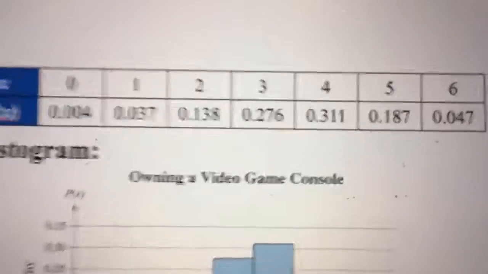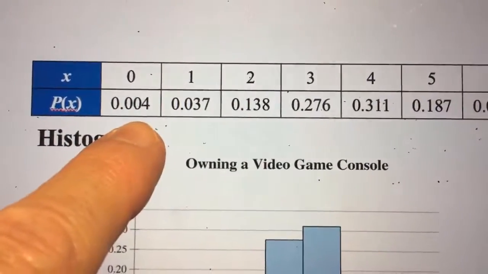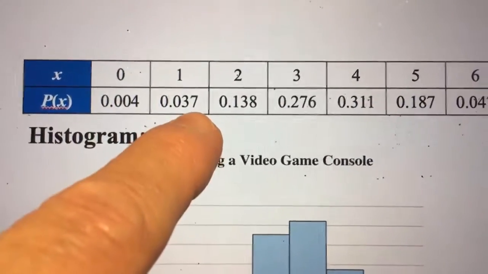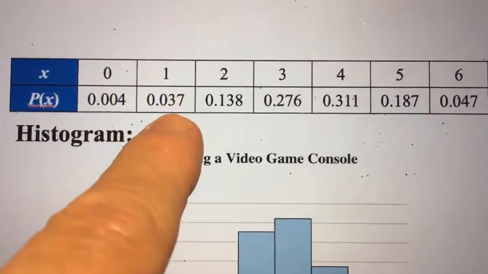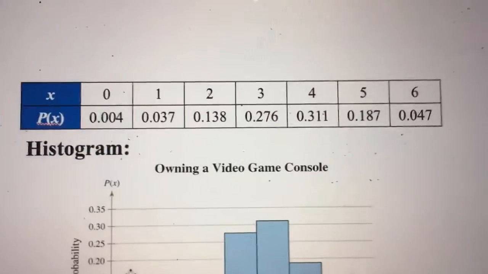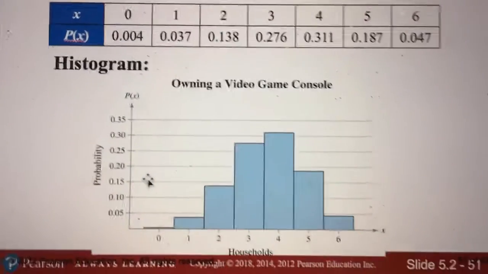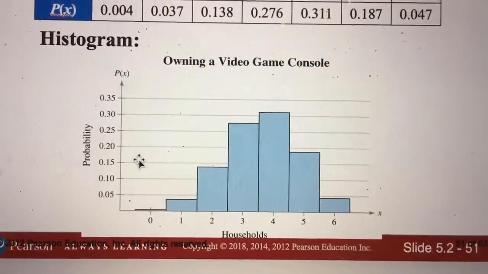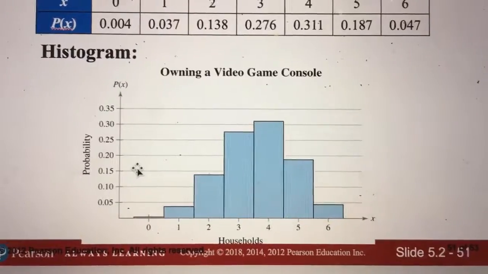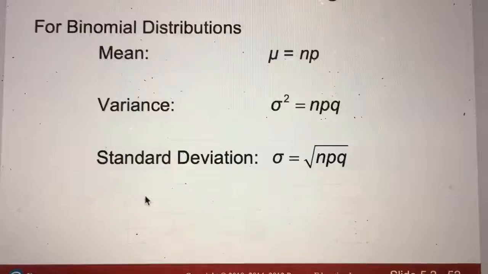And again, how do they get 0.004? They get it from the formula. You've got to plug the 1 into the formula and the 2 into the formula and so forth until you get all of them. And remember that all of these together should add to 1. And here is the probability histogram that goes with that one there, okay, which you should be familiar with already.